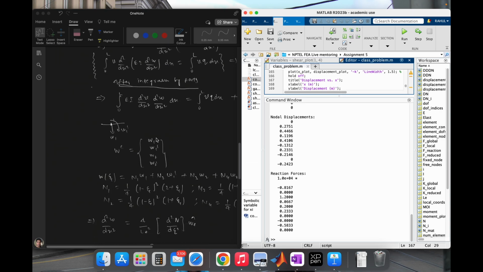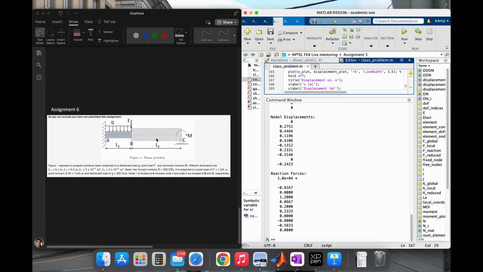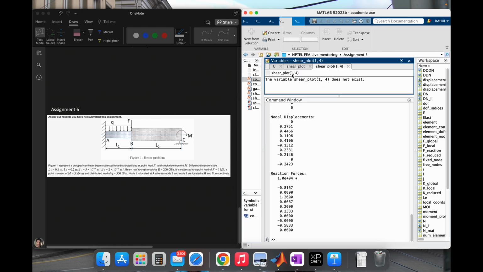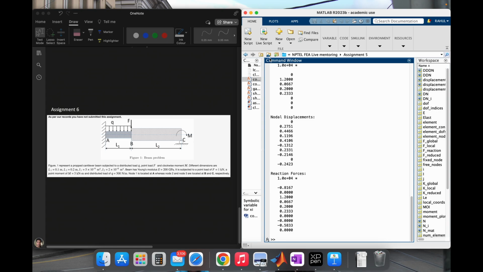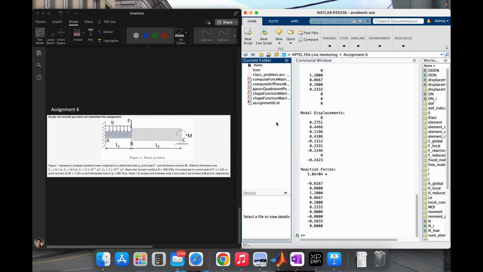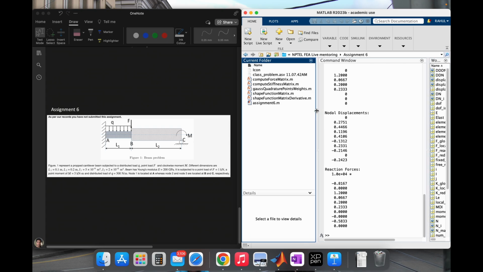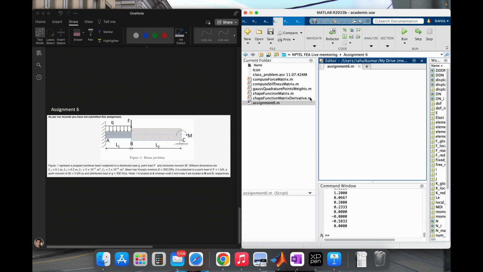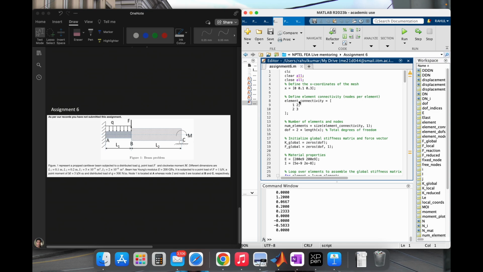Now we will move to the assignment 6 problem, and we will try to solve that also. We will use the same theory we discussed for the class problem. So this is assignment 6. Here we can see that we have to use only two elements. This is element number 1 and this is element number 2, and this is the meshing, that will be 0 0.1.